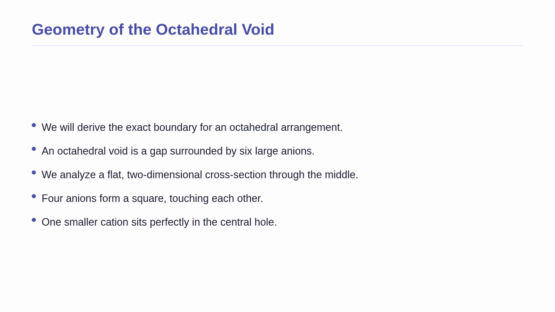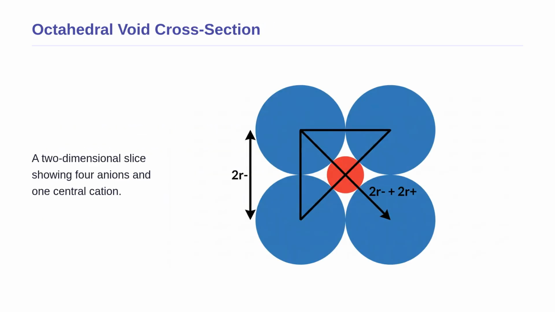To find the perfect fit, we only need to look at a flat, two-dimensional cross-section through the middle, where 4 anions form a square with the cation in the center. Here is the visual representation of that flat cross-section. You are looking at 4 large circles representing the anions, arranged in a perfect square and touching each other. Right in the middle is the smaller cation, touching all 4 anions without pushing them apart.